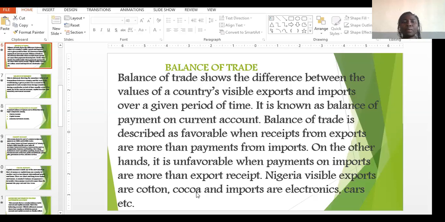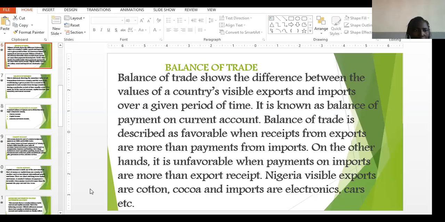So, please take note of this. Balance of trade deals with visible items alone. Examples of visible items that we export in Nigeria are cocoa, cotton, and so on. And the visible imports include electronics, cars, and so on. These are things that you can see.